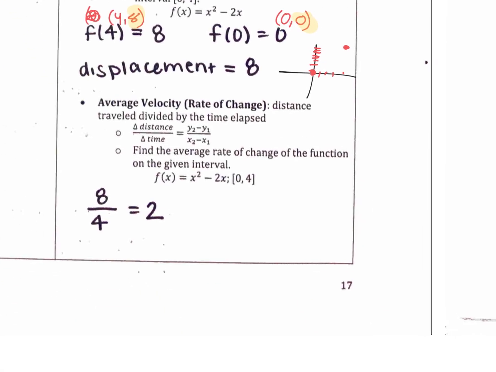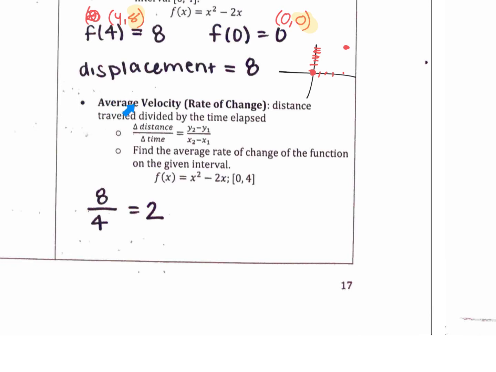Next, average velocity. Well, velocity is just distance compared to time. So the average velocity is going to be the distance traveled over the time traveled. Essentially, it's going to be the slope between 2 points of a position graph.